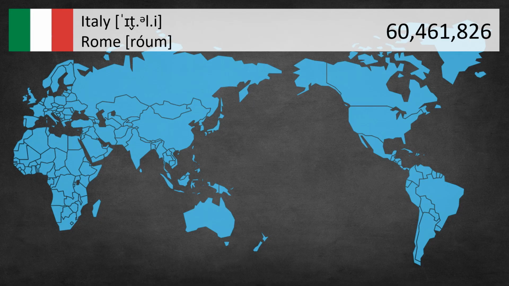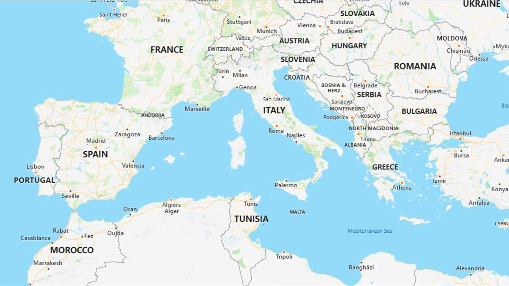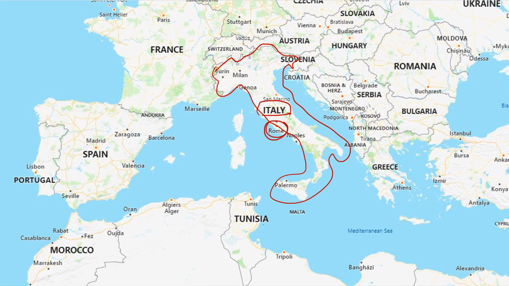The next country is Italy. And the capital is Rome. And this is the national flag. And the population is 60,461,826. This is Italy. And Rome is around here. Let me show you a bigger picture, bigger map. This is Italy, okay? Some people call it the country of boot, because it looks like a boot. And then this is Italy, and Rome is here. This is the capital of Rome. Okay, let me show you two pictures from Italy, Rome.